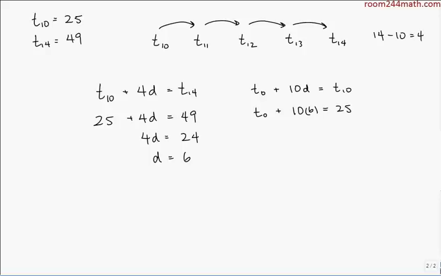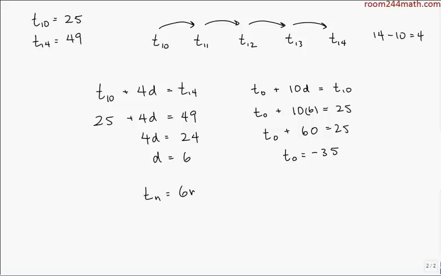So now I have an equation in T0 because I know what D is. D is 6. So 10 times 6. And T10, I also know that. It's 25. And notice I could have used T14 in this equation if I liked. But you usually want to keep the numbers as small as possible. So 10 times 6 is 60. If we subtract 60 from both sides, we get T0 equals negative 35.